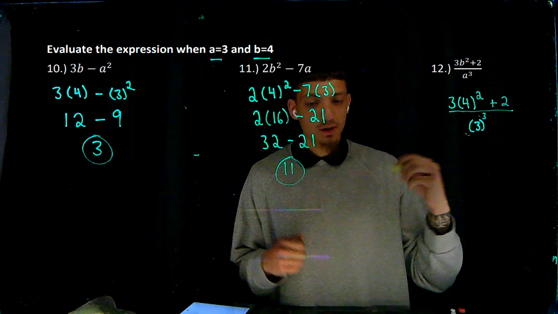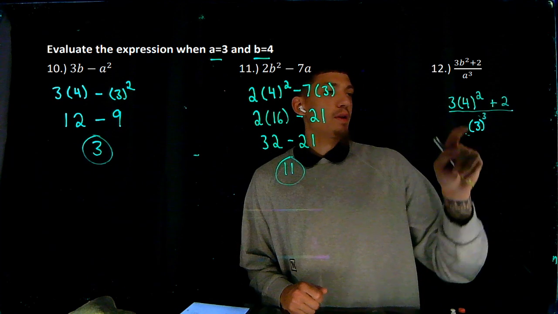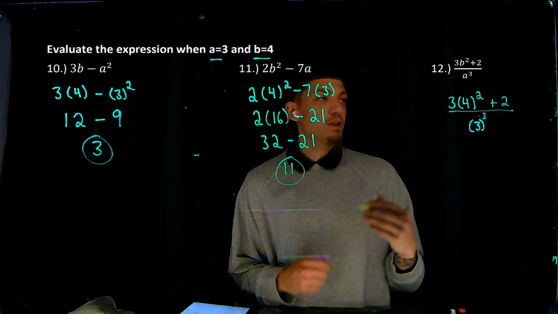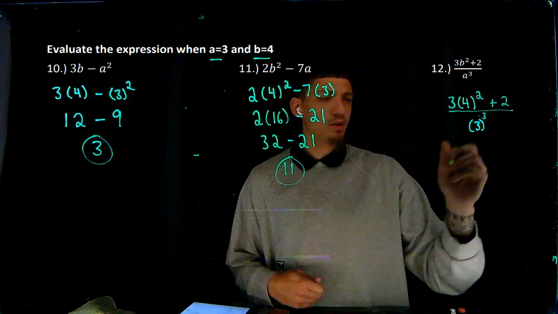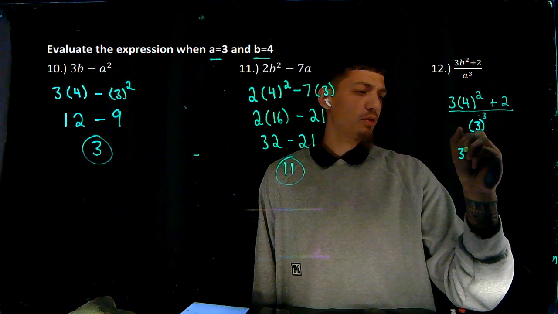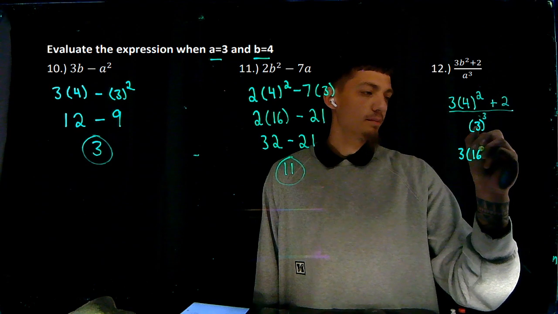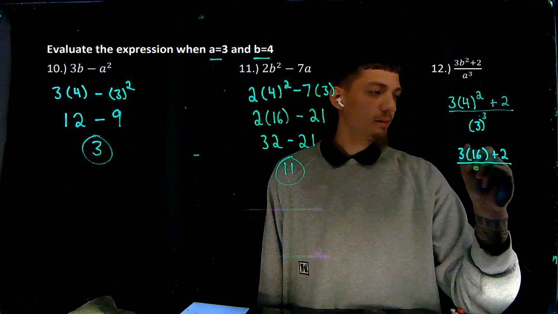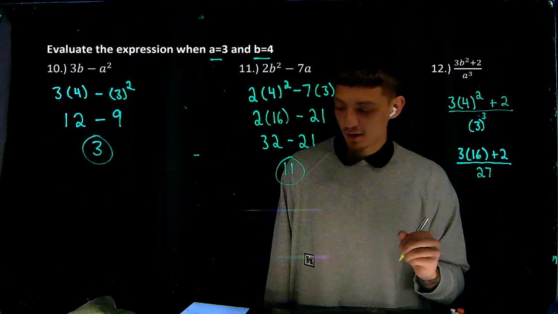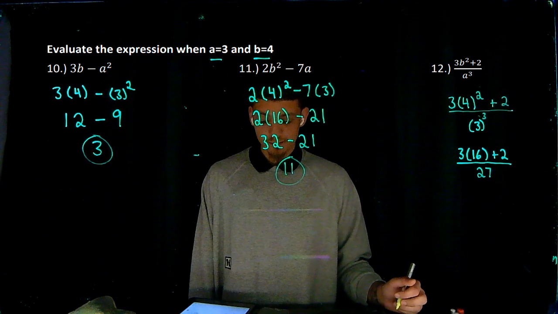So we don't have anything inside parentheses. According to PEMDAS, we move on to the next thing. So we evaluate our exponent, so 4 squared and 3 cubed. 4 squared is 16, so we have 3 times 16 plus 2 all over 27, because 3 to the cube is like saying 3 times 3 times 3, which is 27.